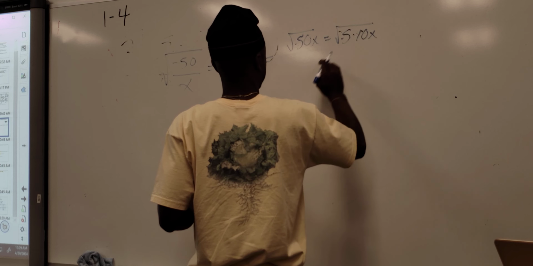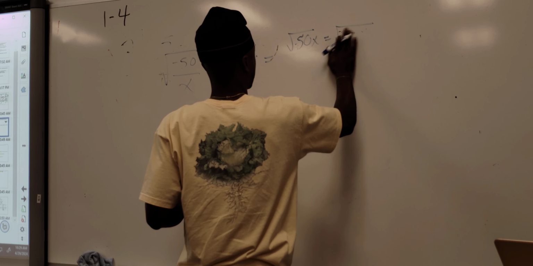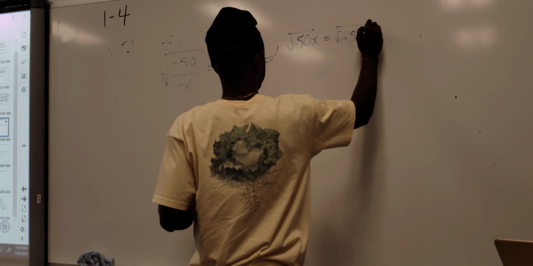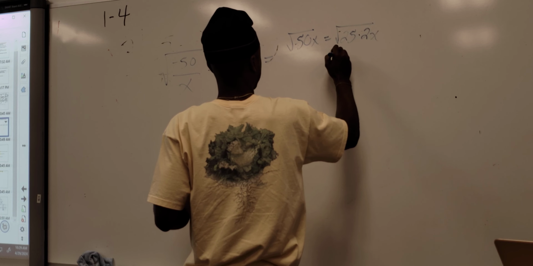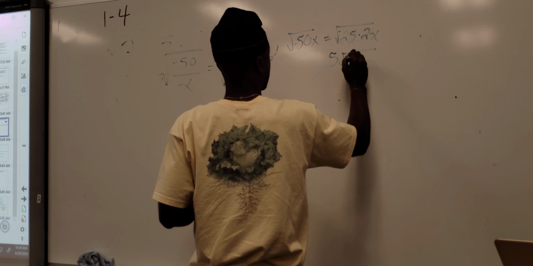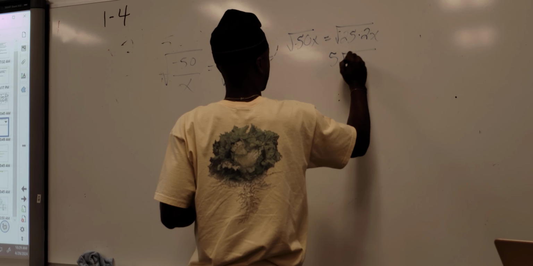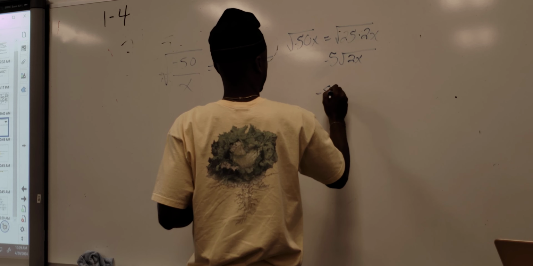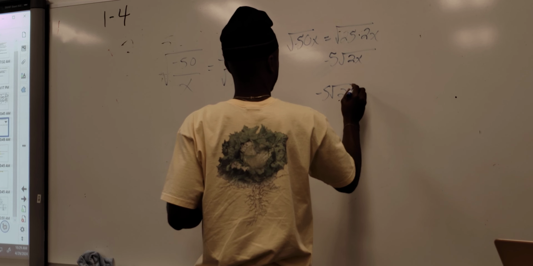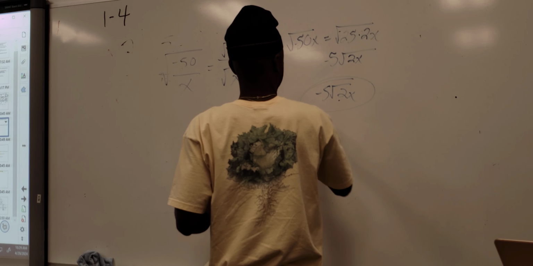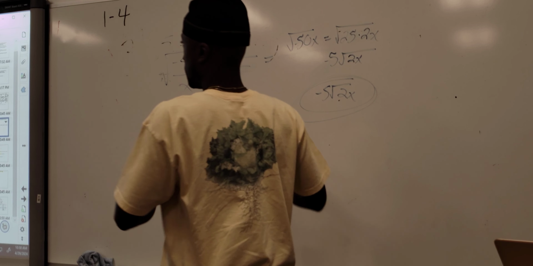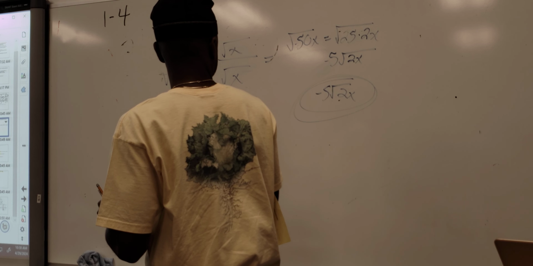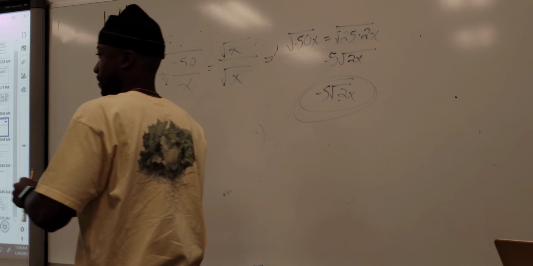50 is 25 times something, not 5 times 10. 5 and 10 are not perfect squares. 25 times... Radical x over radical x, that's good. At the bottom you have an x, on top you have 50x. Now clean up 50. 50 has a perfect square. It's going to be 2 times the square root of 5... 50x. Never mind. I don't know.